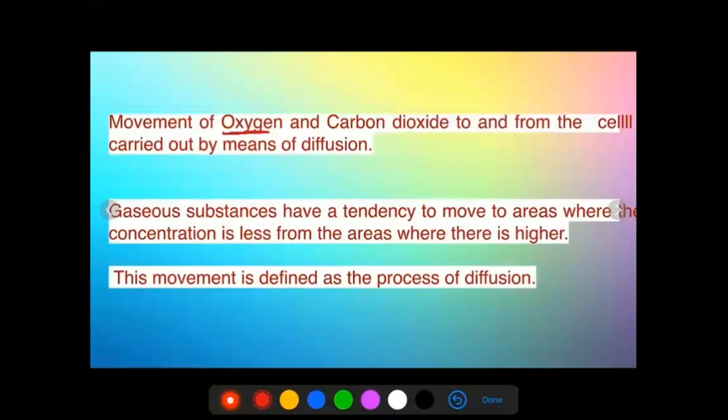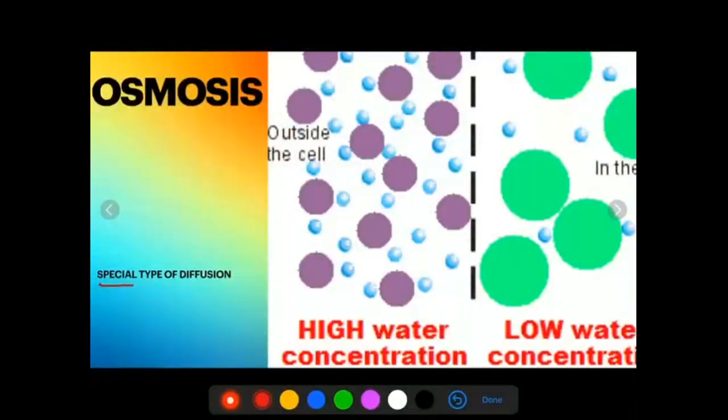Which molecules can move by diffusion? They are usually oxygen and carbon dioxide. Oxygen moves inside the cell because the concentration of oxygen is higher outside the cell, and carbon dioxide moves from inside to outside the cell. So this movement is defined as diffusion. These molecules move from the higher concentration to the lower concentration. Another process which takes place through the plasma membrane is osmosis.